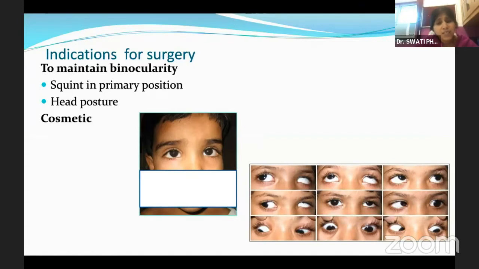There are numerous surgeries that can be done, but the idea to keep in mind whenever one is operating a case of DRS is that we have to weaken the LR, because it is receiving the aberrant innervation from the third nerve, but not strengthen it. There is no indication for strengthening the LR in this case, because it may otherwise worsen the retraction.